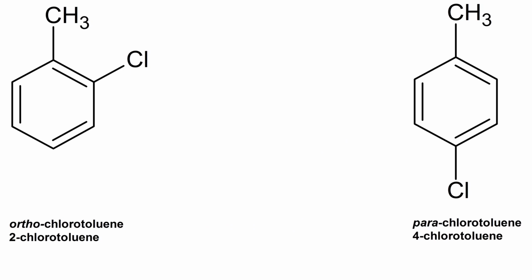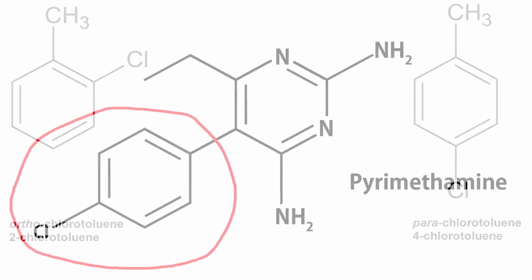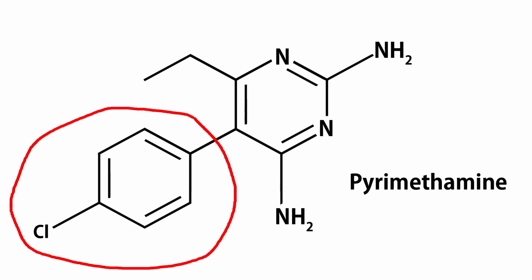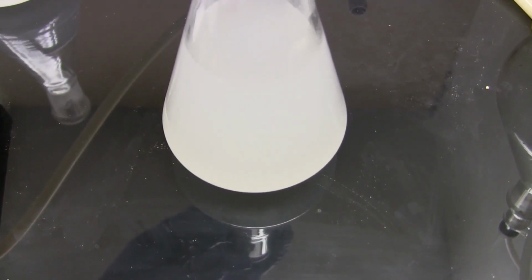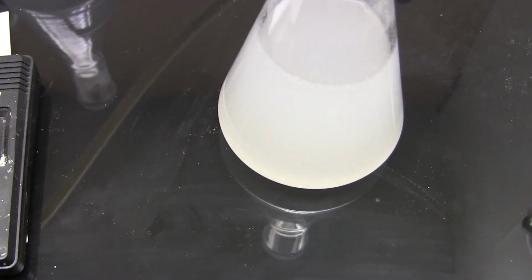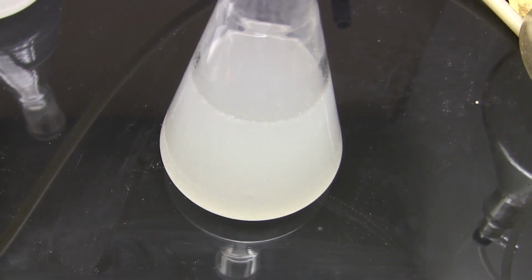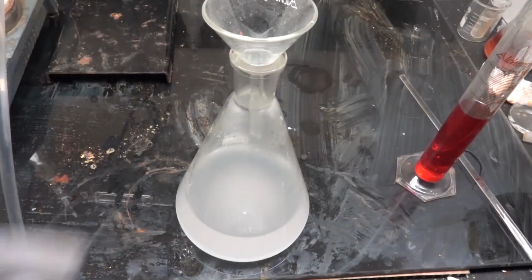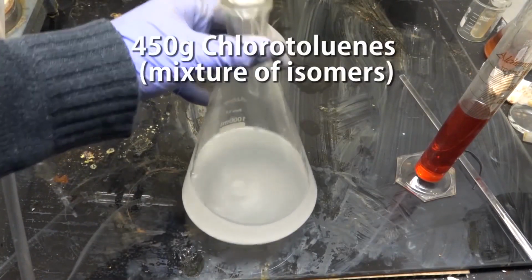The major products are ortho and parachlorotoluene. To make pyrimethamine, we want parachlorotoluene. For now, we can still use this mixture of ortho and parachlorotoluene isomers by adding a second separation step to isolate just the parachlorotoluene. So here is our mixture of chlorotoluene isomers, about 450 grams worth.